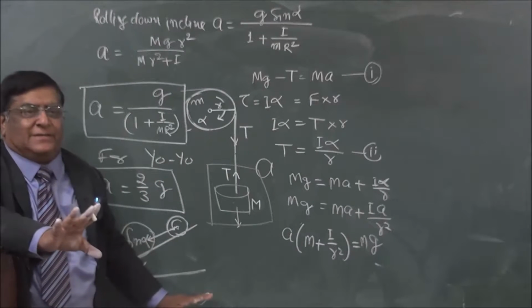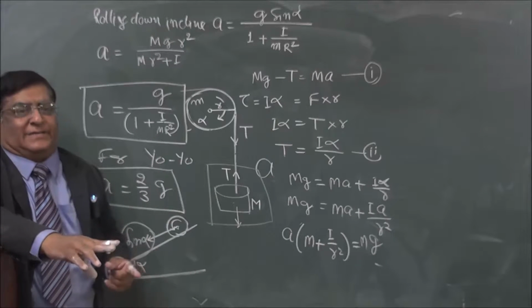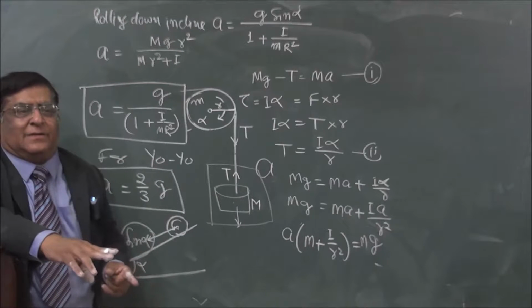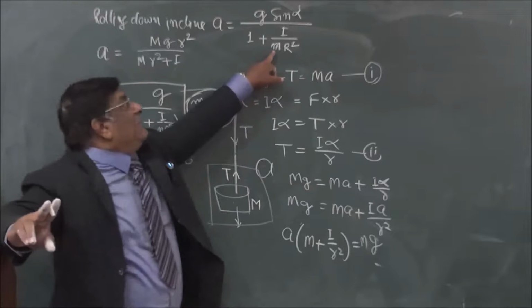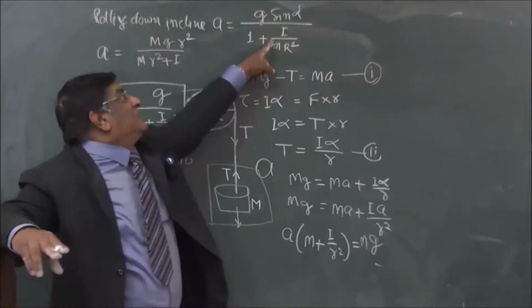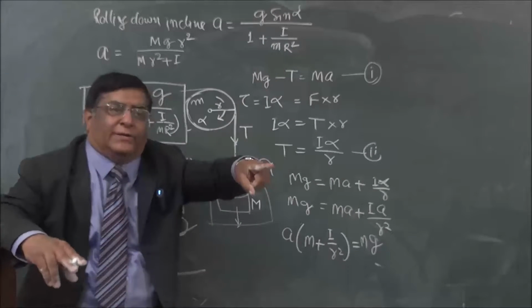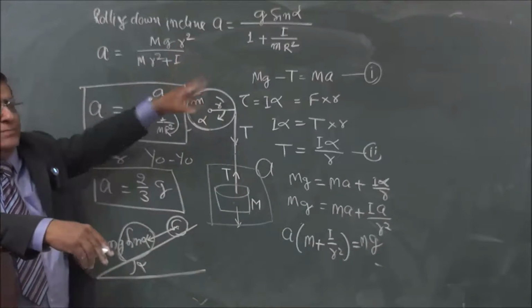Have you written it? Okay, let's make it fast. Let the angle be 30 degrees. How much is sine 30? Okay, you all know. Now, what does this m belong to? The body which is rolling. And this I also belongs to the same body, like the yo-yo. So it is that yo-yo problem.